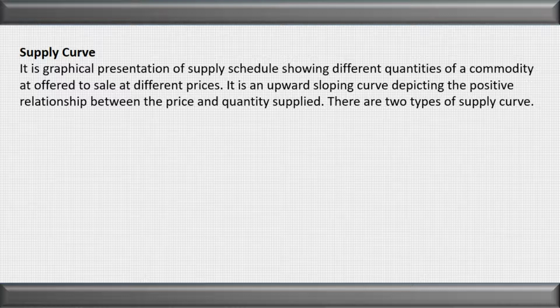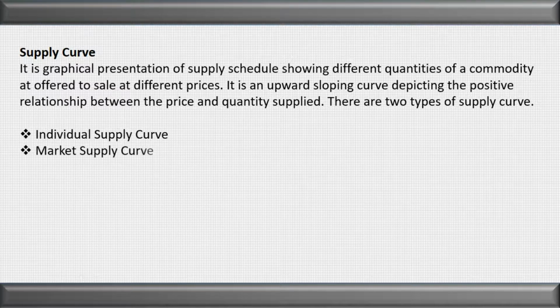Let us see the supply curve. As I told you, there are two ways of representing supply. One is through the table, that is called schedule, and the other one is through the graph, that is called curve. So what is supply curve? It is a graphical presentation showing different quantities of a commodity offered for sale at different prices by a firm or group of firms. It is of two types. It can be an individual supply curve, it can be a market supply curve.